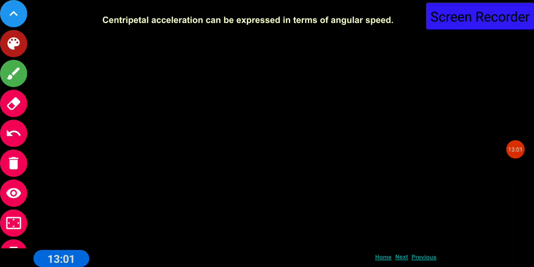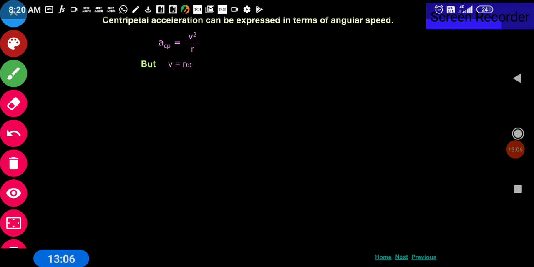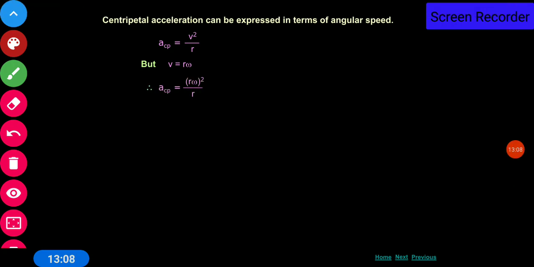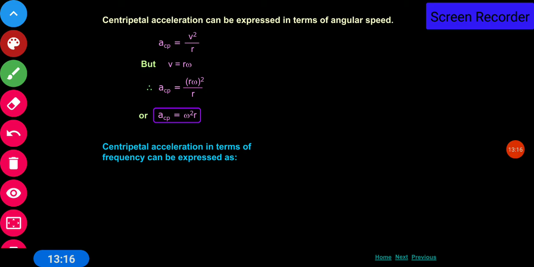Now centripetal acceleration can be expressed in terms of the angular speed also. a_c is equal to v square upon R, but v is equal to R omega. So a_c is equal to R omega square upon R, that is omega square R. So this can also be represented in terms of angular speed. Centripetal acceleration in terms of frequency can be expressed as follows: omega is equal to 2 pi nu, where nu is the frequency. So a_cp is equal to omega square R, and in place of omega we can write 2 pi nu, and this will reduce to the formula.